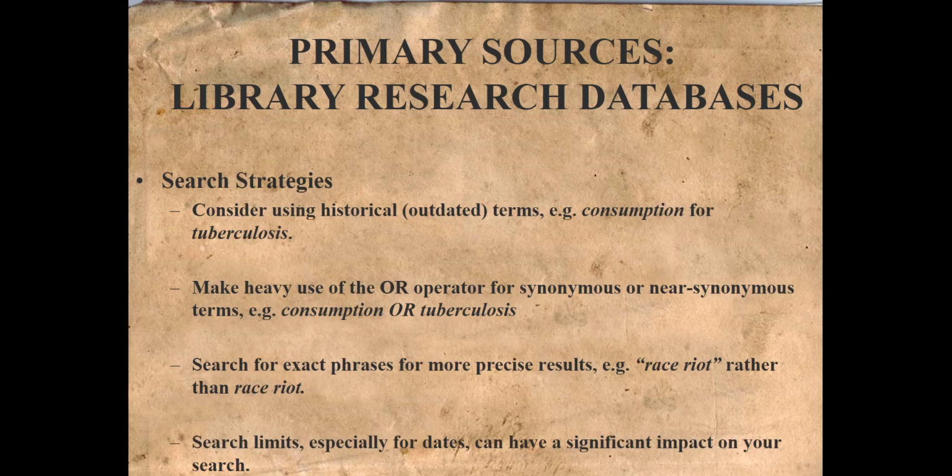Here I've given just a few tips that you might consider using when searching for primary sources. One of the main things that I often tell researchers to consider is the use of outdated terminology. The example I've given here, for instance, is consumption as opposed to the modern term tuberculosis.